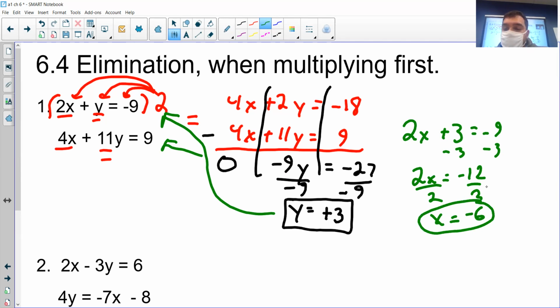Wait, you put the 3 into either one, or do you only put it into one? You could choose either one. Oh, okay, that makes more sense. Kind of like before, the same style. You just choose one to plug it back into. So your answer for this one is negative 6, comma 3.